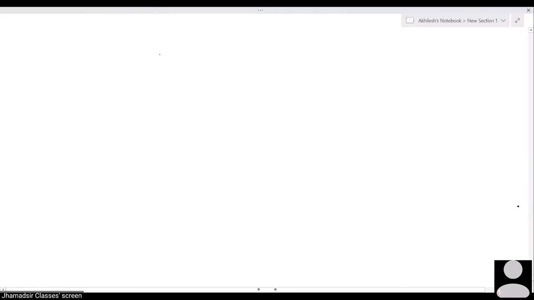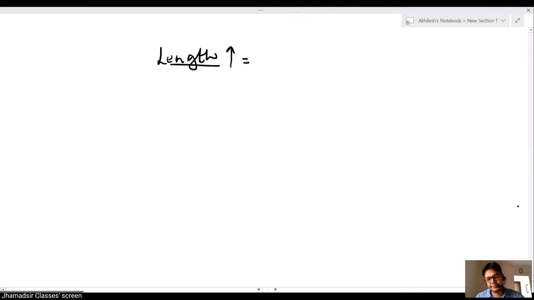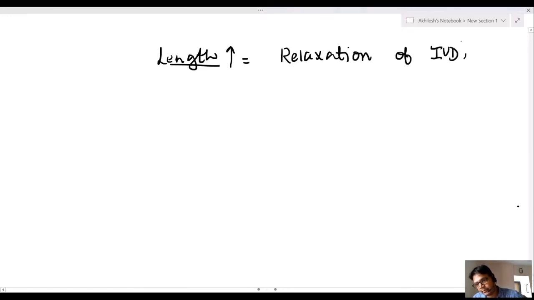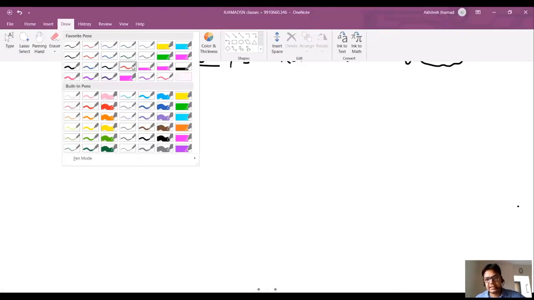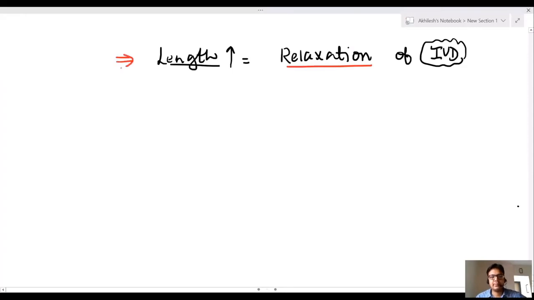Now, sir, after death, the length of a person is increased because of relaxation of the intervertebral disc, IVD. So the length is increased up to 2 to 3 centimeters. The logic is simple: because of relaxation of the intervertebral disc, length is increased. Now, first is insensibility and loss of voluntary power. Second is length is increased.